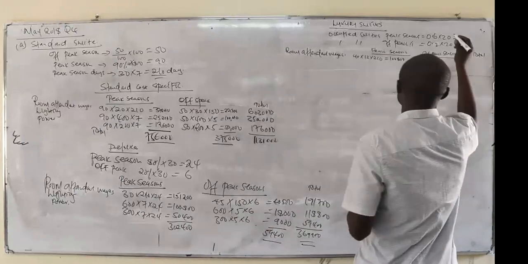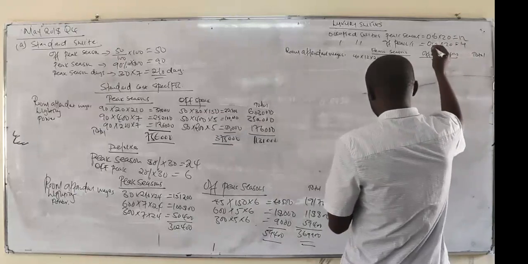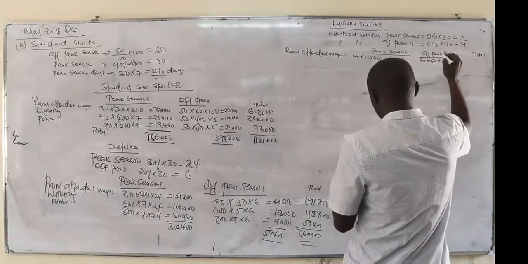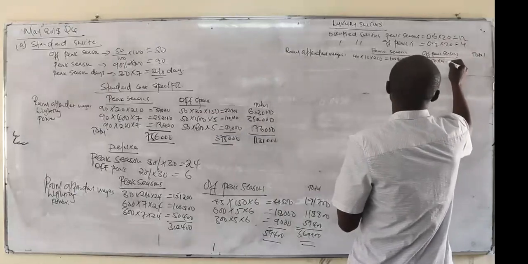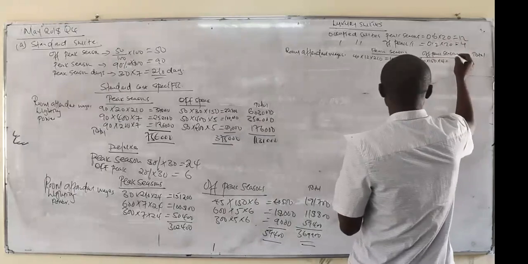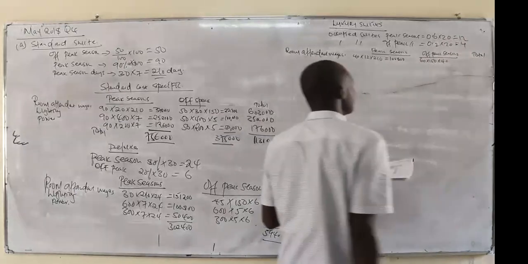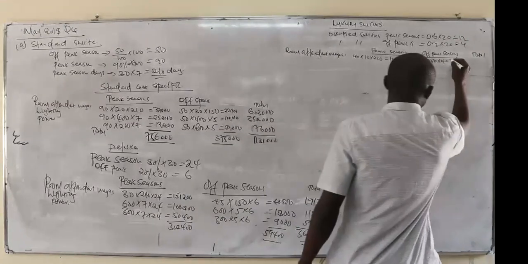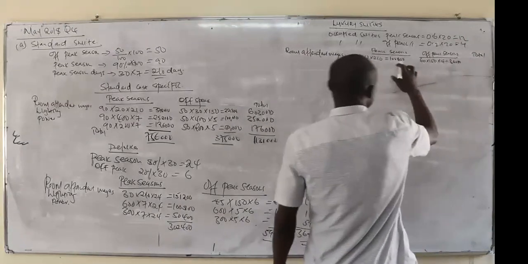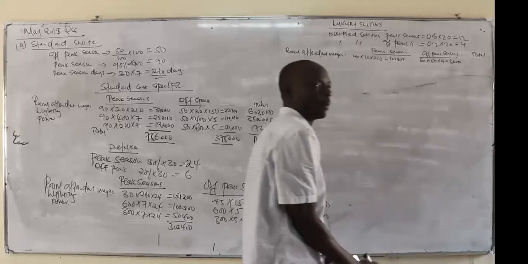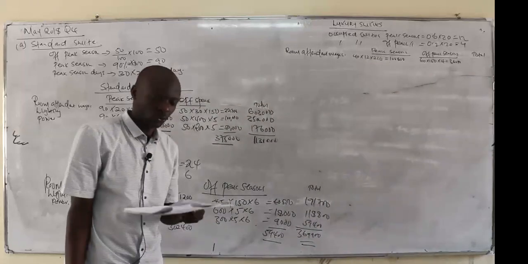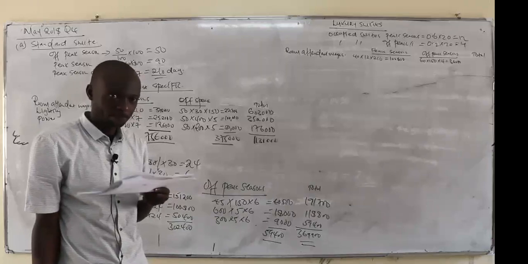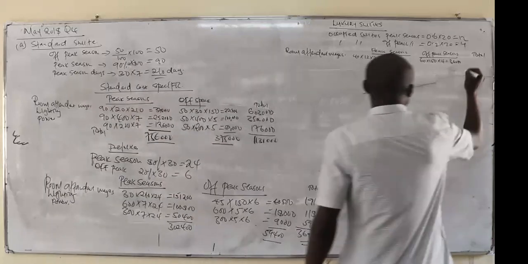Here we're going to have 60 times 150 times 4, which is how much? This one will give you 36,000. So we add these two in order to get the total. We add these two for us to get the totals. So here we get 136,800.